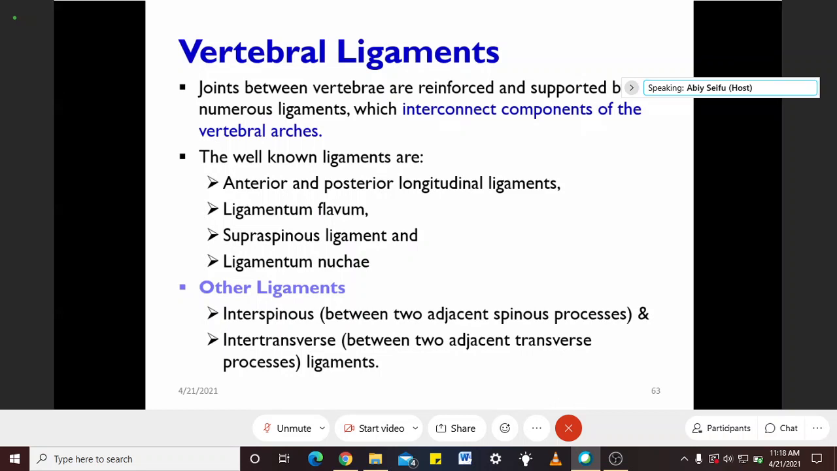There is also the ligamentum flavum. This ligamentum flavum is a ligament that connects two consecutive laminae. You see? So this ligamentum flavum enhances stability and prevents excessive flexion of the vertebral column.